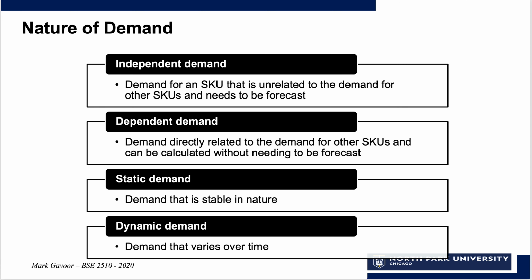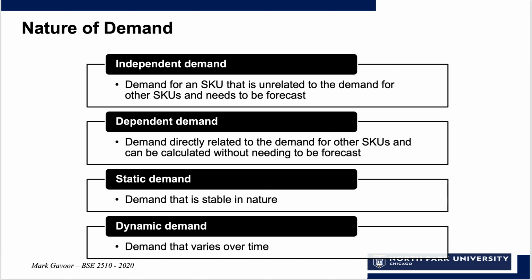Nature of the demand. Is it independent demand? Is it dependent demand? Is it static demand or dynamic? Independent is the demand for an SKU that is unrelated to the demand for other SKUs, and it needs to be forecast. Dependent demand, so think of bicycles as I'm a bicycle manufacturer. Bicycles are my independent demand. I have to forecast how much I think I'm going to sell. But once I know how much I want to sell, then I have dependent demand.